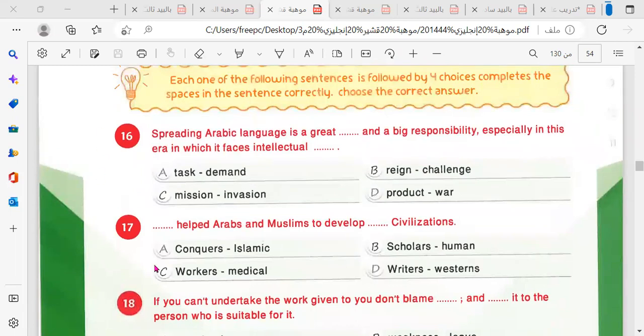Now with Ritaj. Number 16, please, Ritaj. Spreading Arabic language is a great blank and a big responsibility, especially in this era in which it faces intellectual blank. Yeah, what do you think? It is what? It is C here. Okay, number 17, Fajr or Hadi.